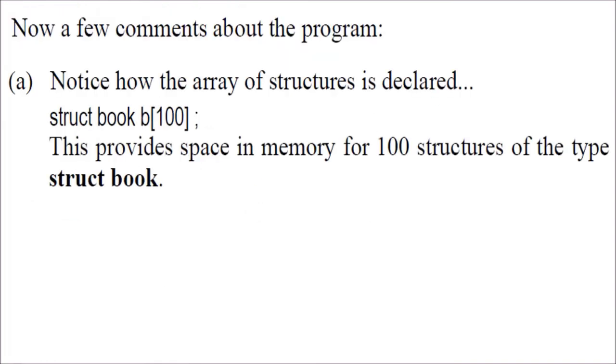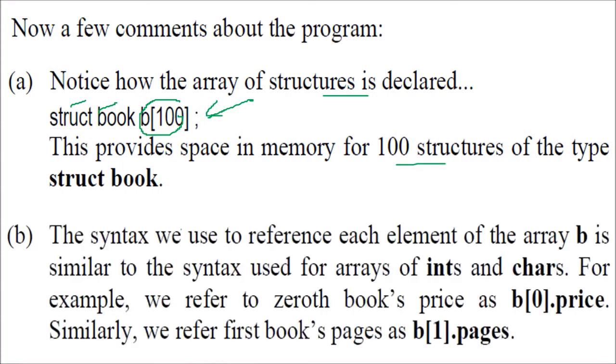So in this program, we have to see that an array of structure is declared like this, struct book B[100]. So it gives you the space for 100 structures, and the syntax we use to reference each element of B is similar to the way we treat integer and character arrays. For example, the price of the 0th book will be B[0].price, and the first book page number will be B[1].pages.